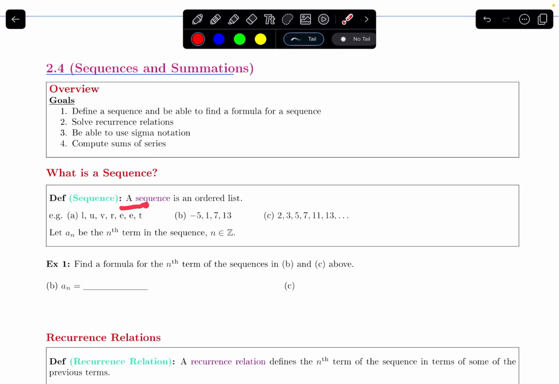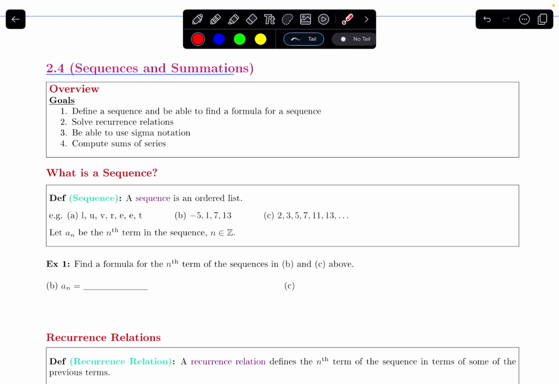So a sequence is an ordered list of some objects. In part A, the way I read this is anytime I see a comma, that separates out terms of my sequence. So the first term is L, the second term is U, the third term is V, and so on. So the sequence consists of the letters of my first name, Lavreet. And ordered means the order in which I write them matters. So for example, I couldn't switch the L and the V. That would be a different sequence.